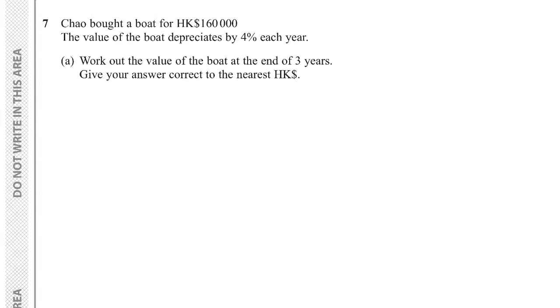In question 7, we're being told that someone bought a boat for $160,000, and we've got a depreciation. Depreciation means decrease. So by 4% each year, and we need to find the value of the boat at the end of the 3 years. So we've got 3 consecutive years during which a 4% decrease has been applied for each of these years. Now, if I am decreasing something by 4%, the multiplying factor is 0.96, and I need to raise that to the power of 3 because I've got the 3 years.